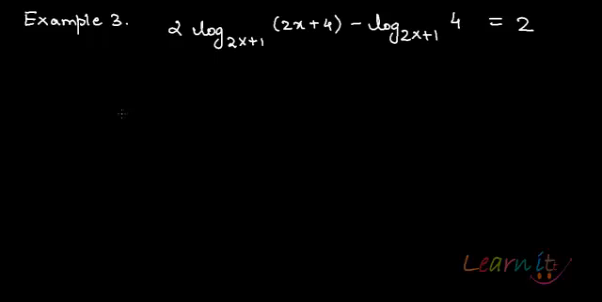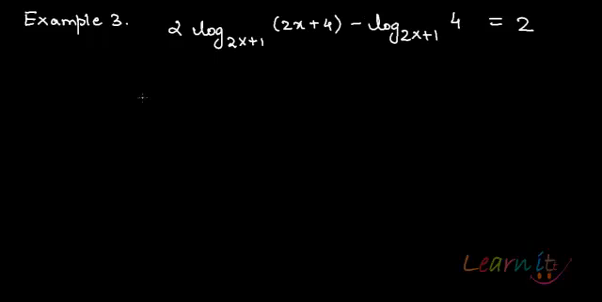In this example, we have an equation which has in its base the variable x. So the equation says twice of log to the base 2x plus 1 of log of 2x plus 4 minus log to the base 2x plus 1 of 4 equals to 2. Now how to go about this?